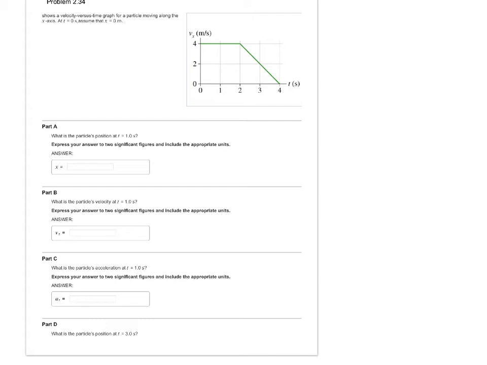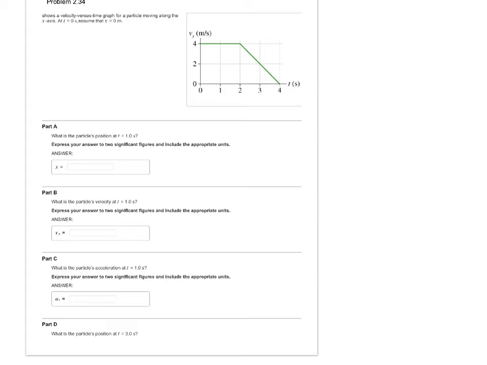All right, moving on, we have another velocity versus time graph. We are told some important pieces of information here at the top, mainly that at time t equals 0, we're assuming the particle's at a position of 0. And the reason why that's important is in this first question, we're trying to figure out what the particle's position is at t equals 1.